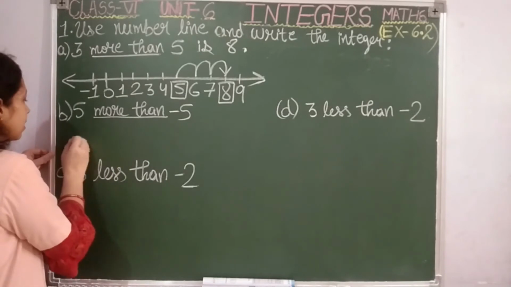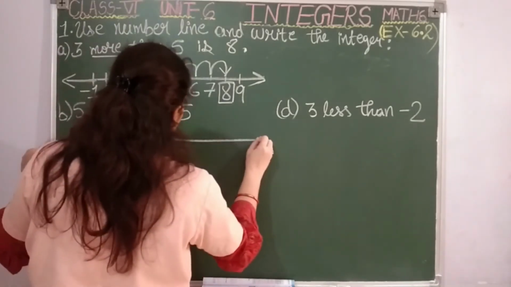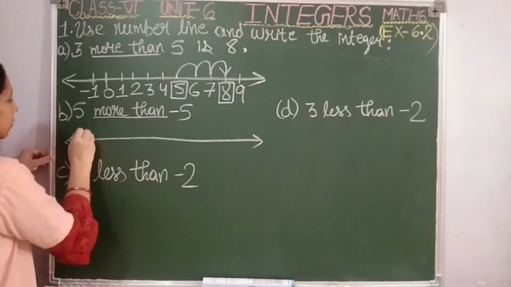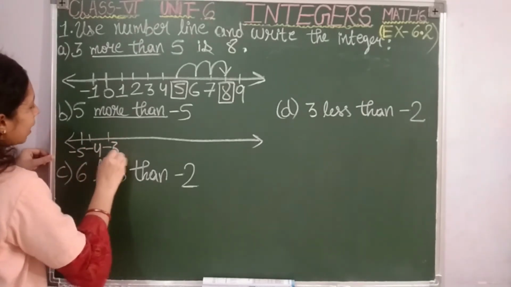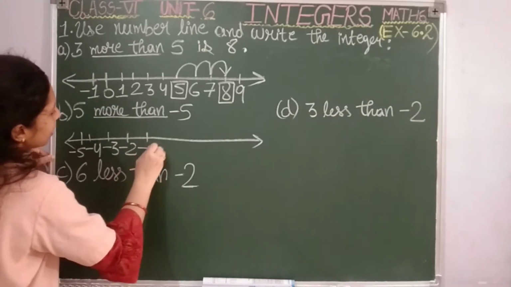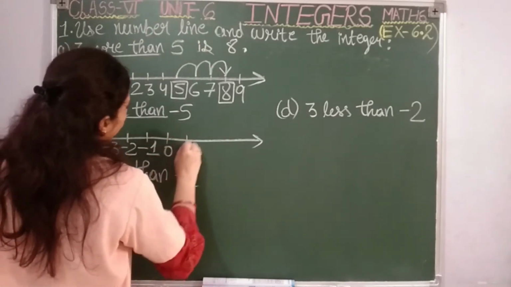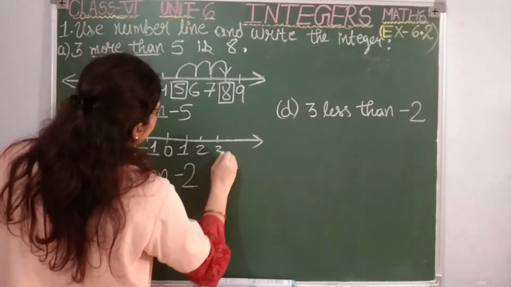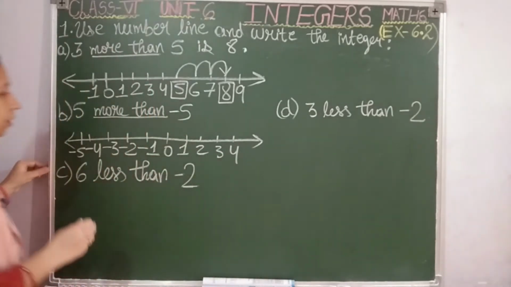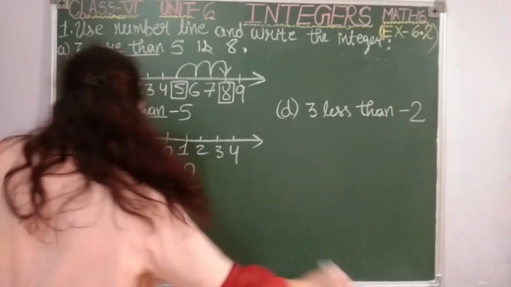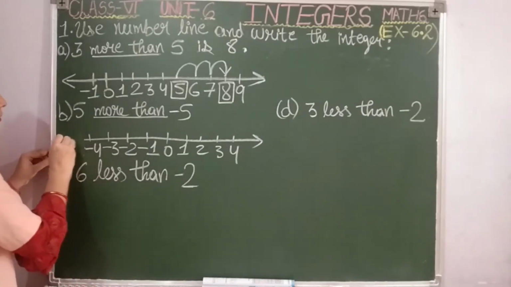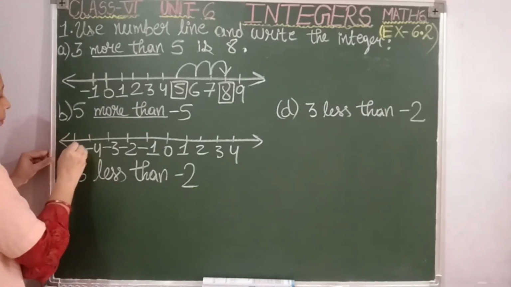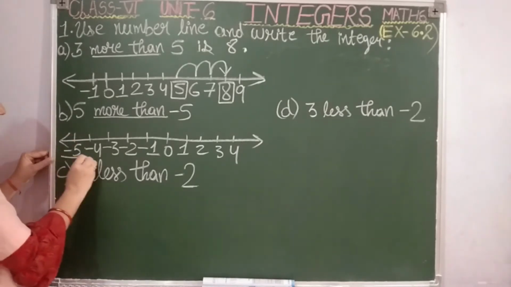So that means I'll draw the number line first. Okay, then minus 5, minus 4, minus 3, minus 2, minus 1, 0, 1, 2, 3, 4. Okay, I think this much is sufficient. So students, from where do we have to start? We have to start from minus 5. Okay, so here I am marking minus 5. So I'll start from minus 5.